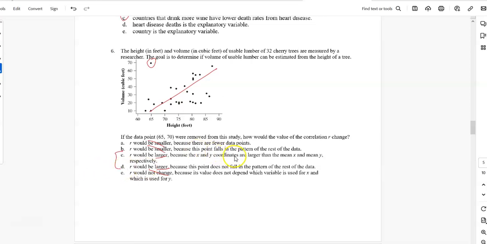Because the x and y coordinates are larger than the mean x and mean y. I'm just guessing there's some point right in there that's mean x, mean y. All the regression lines go through that point. Because the x and y coordinates are larger than the mean x and mean y, I don't know, but that doesn't look right. Okay, it's because the point does not fall in the pattern of the rest of the data. That sounds like the best answer. It's definitely way off the pattern, right? So that's why removing it would make the correlation stronger, because the points are now closer to the line in general than they were when that point was there.